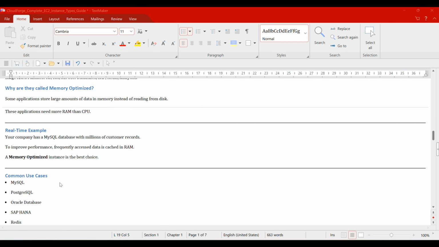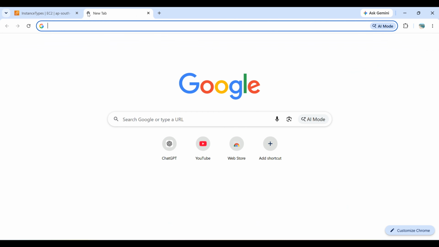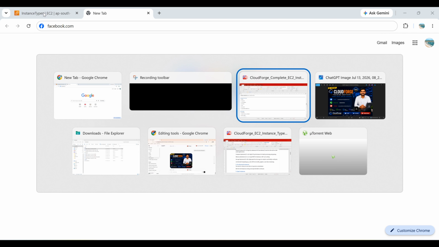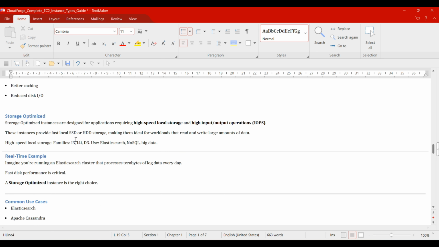In real time, if you see database-related applications and memory cache like Redis, why are we using them? If you type something in your browser, say I just typed F, it suggests facebook.com because the data is already stored from my history. That type of data is stored in memory cache type instances. So they use these for cache-related applications.